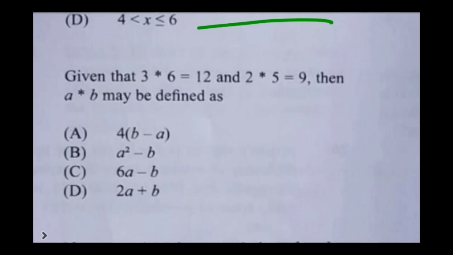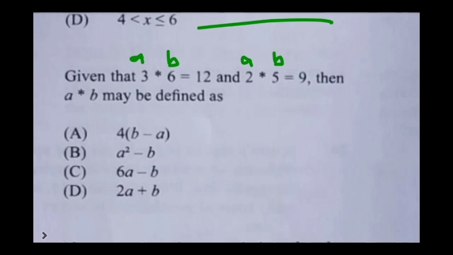Question 24. Given that 3 star 6 is equal to 12 and 2 star 5 is equal to 9, then A star B may be defined as. From looking at our question, A star B means that our A in the first equation is going to be 3 and our B is going to be 6. And in the second equation, our A is going to be 2 and our B is going to be 5. One of the options that you can do is substitute the A and B values in the options A, B, C, and D to see which of the options satisfy both equations.